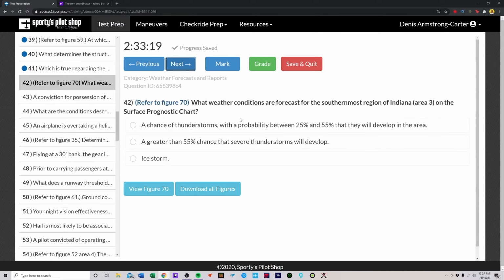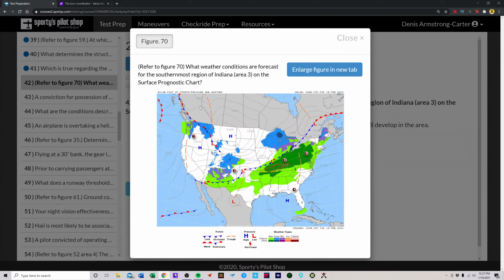What weather conditions are forecast for South Region Area 3 on the surface prognostic chart? So Area 3 is up here. Damn, that's heavy rain. That's like a likely heavy rain chance. That's a really heavy rain chance.